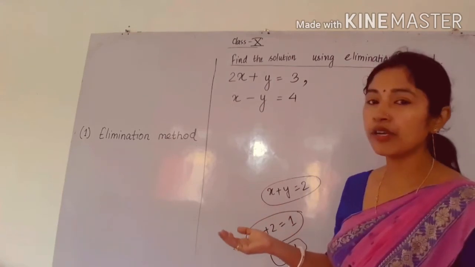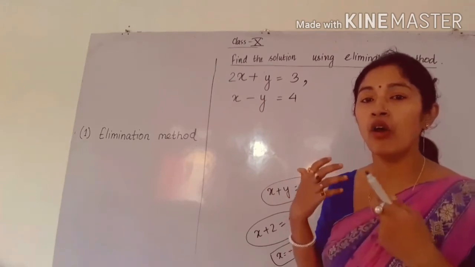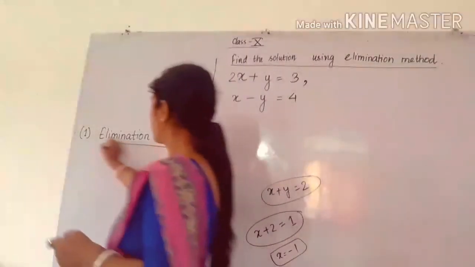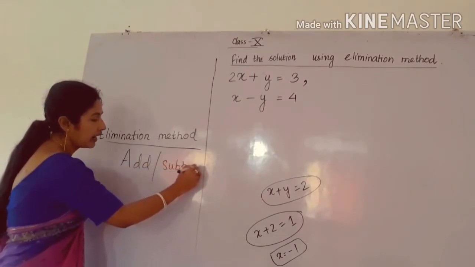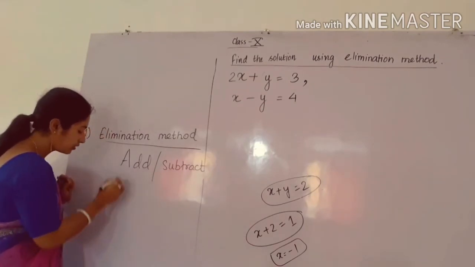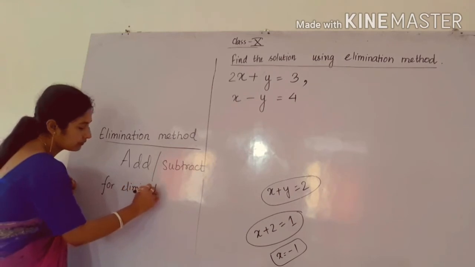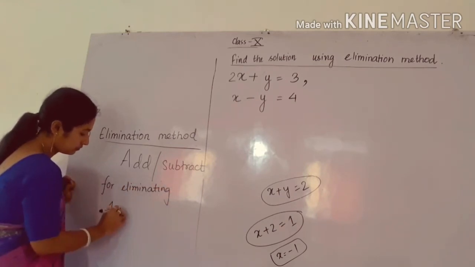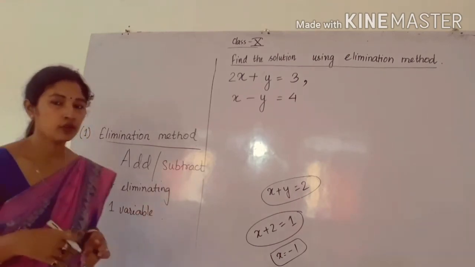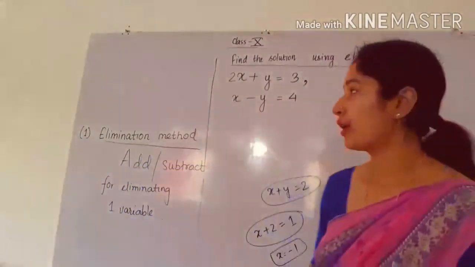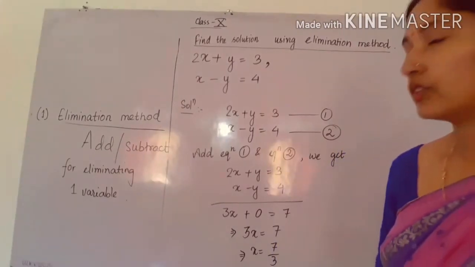So what do you have to do in the elimination method? In the elimination method you have to add or subtract for eliminating one variable. So what is the rule? You can easily write the rule: add or subtract. And why are we doing add or subtract? For eliminating one variable, means either you can eliminate x or you can eliminate y. So here we will eliminate y.